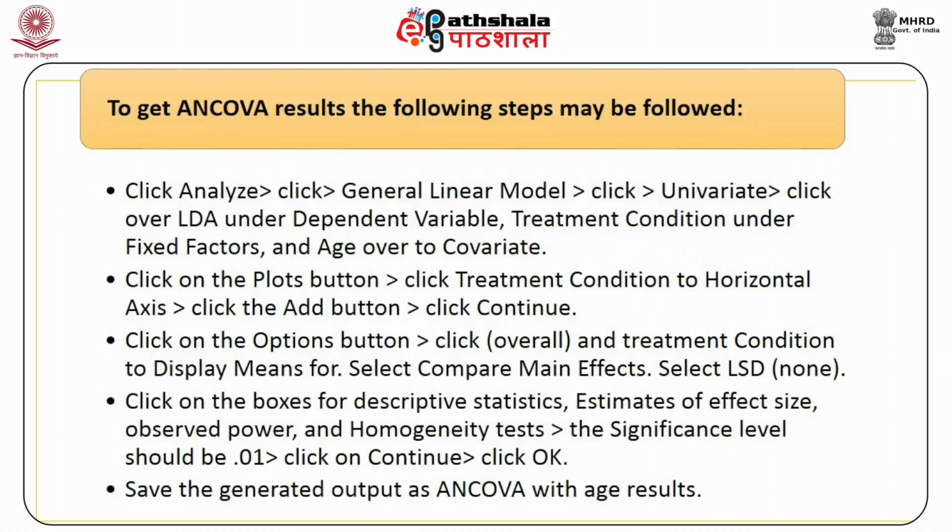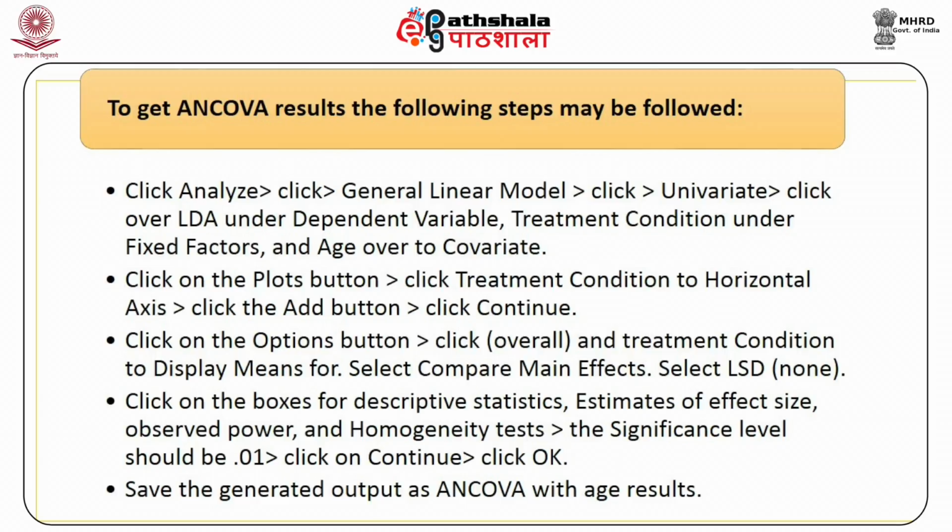Click Analyze, go to General Linear Model, click Univariate, click over LDA under Dependent Variable, Treatment Condition under Fixed Factors, and Age over to Covariate. Click on the Plots button and click Treatment Condition to Horizontal Axis. Click the Add button and click Continue. Click on the Options button, click Overall and the treatment conditions to display means, select Compare main effects, select LSD (none).